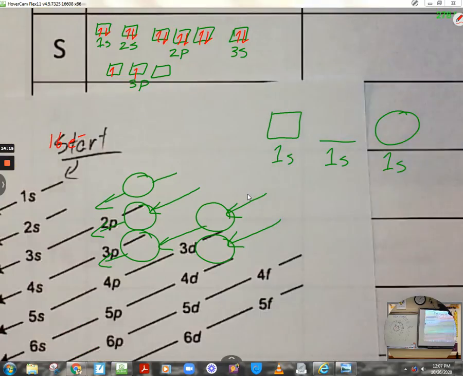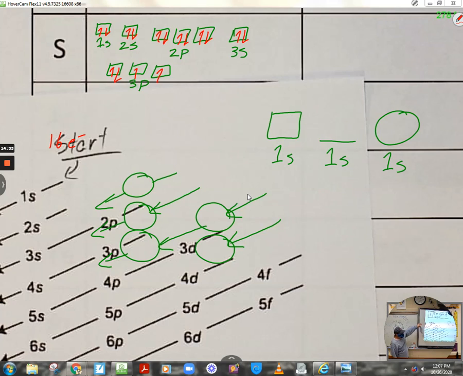Did I count my electrons wrong? 4, 5, 6, 7, 8, 9, 10, 11, 12, 13, 14. We need to do 16. I am so sorry. So we need to do 2 more. So there's 15. There's 16. That's the orbital diagram. Disregard what I said a minute ago. So I've got a total of 4 electrons in my 3p. You see that?